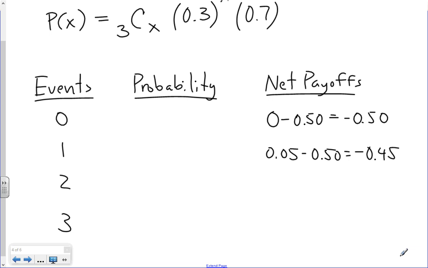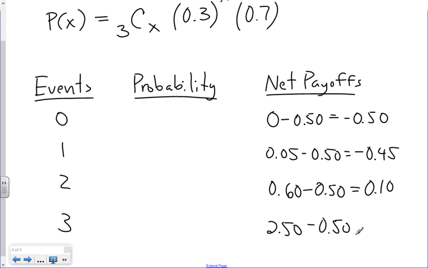Now, if you make 2 shots, you won this stuffed animal here worth 60 cents. So we have a 60 cents stuffed animal minus the 50 cents that you used to play the game. Means that you win this time 10 cents. And then finally, for the last row on our table, this is the big winnings that you win, this doll that was worth $2.50. If you make all 3 shots, you had to pay 50 cents to play the game. So your net winnings is $2.